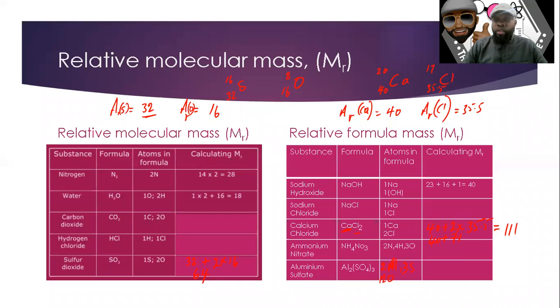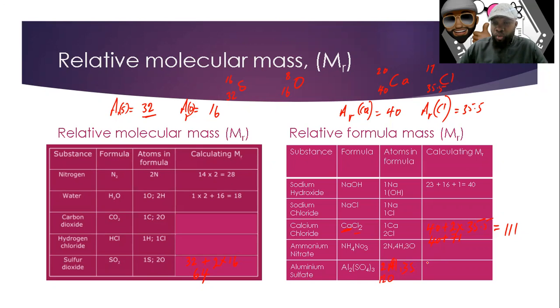Since we've worked out how much of each atom of the individual elements is present in this formula, this ionic compound, now we can use that to calculate the relative formula mass of this compound, aluminium sulfate.